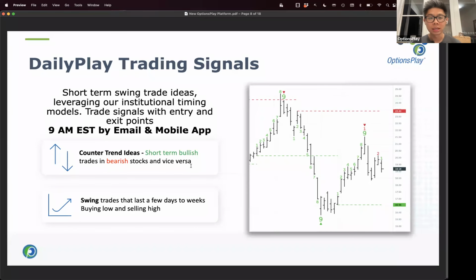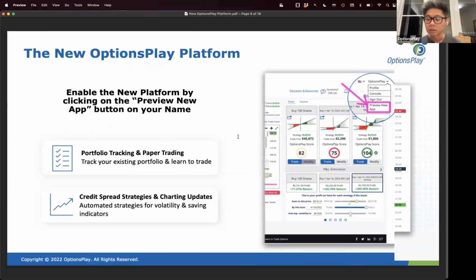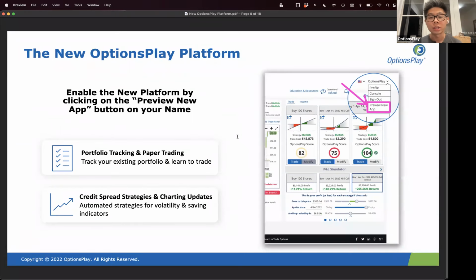So that gives you a sense for the new trading signals that are now being introduced, and you will start receiving this going forward tomorrow morning. If you log on to the mobile app this morning, or if you log into the platform, you'll start to see our trade ideas in our platform. So with that, it's a good time for us to transition to the new OptionsPlay platform.